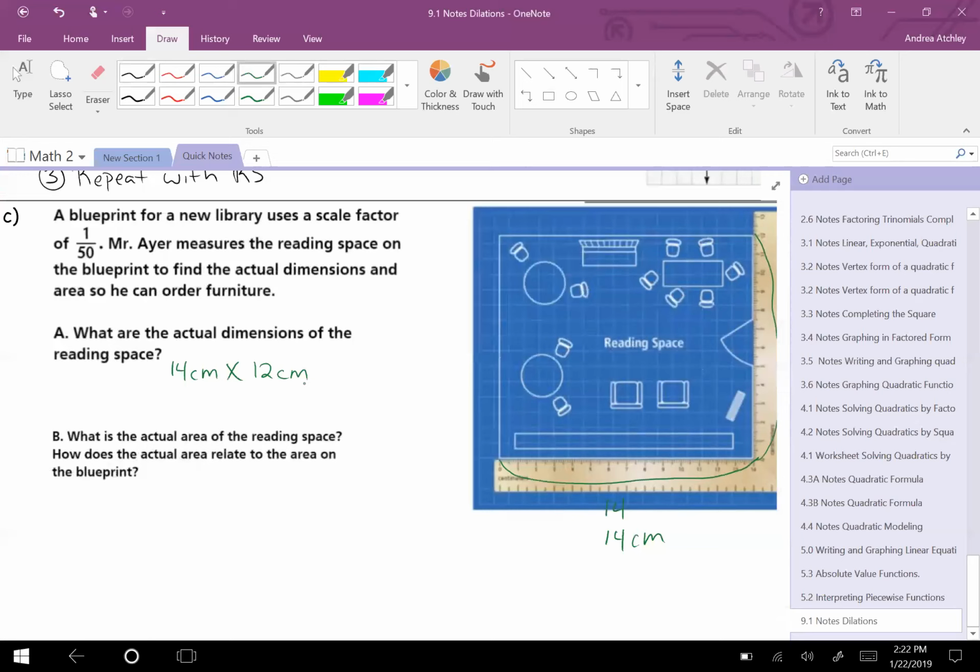Any ideas? Tell the person sitting close to you what you think you should do, so you're not so nervous to talk. Tell them. Any ideas on how we're going to find the larger dimensions?